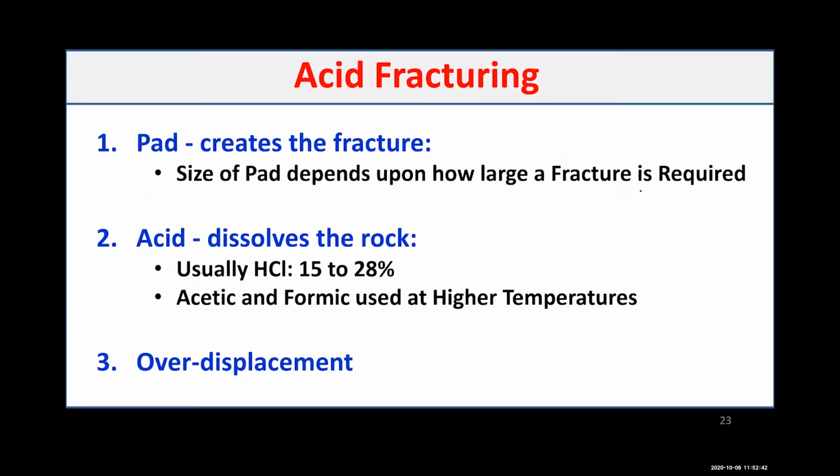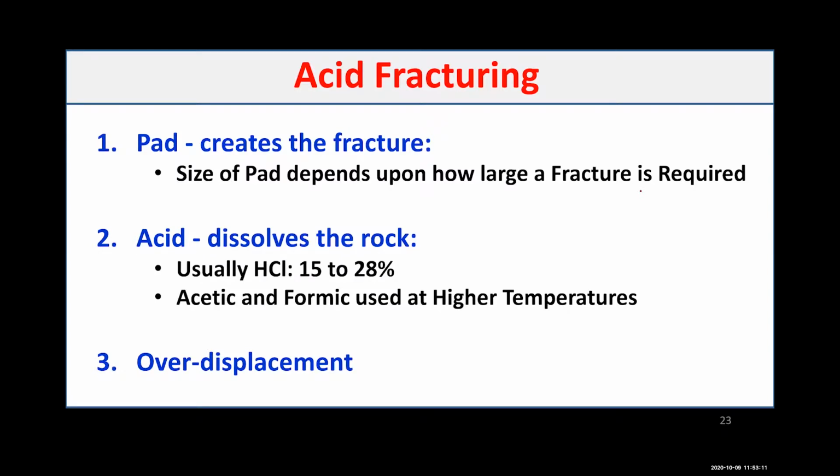So the best way to do the acid fracturing is in 3 different steps. The first one, we pump a cross-linked pad to create the frac. So first you create the frac, and the size of the pad depends on the geometry of the frac you have. If you would like a larger frac, in this case you pump a big cross-linked pad. If you just need a small frac, you will pump a small pad size.